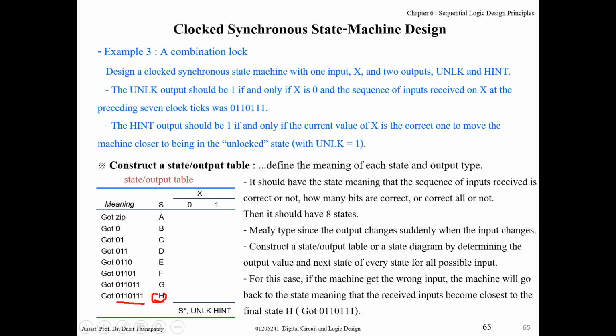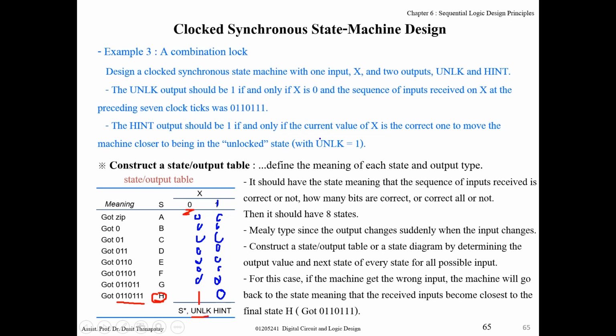At state H, when input X is 0, output unlock will be 1, based on this condition. For all the other states, output unlock is 0. And at state H, when X is 1, output unlock is 0.